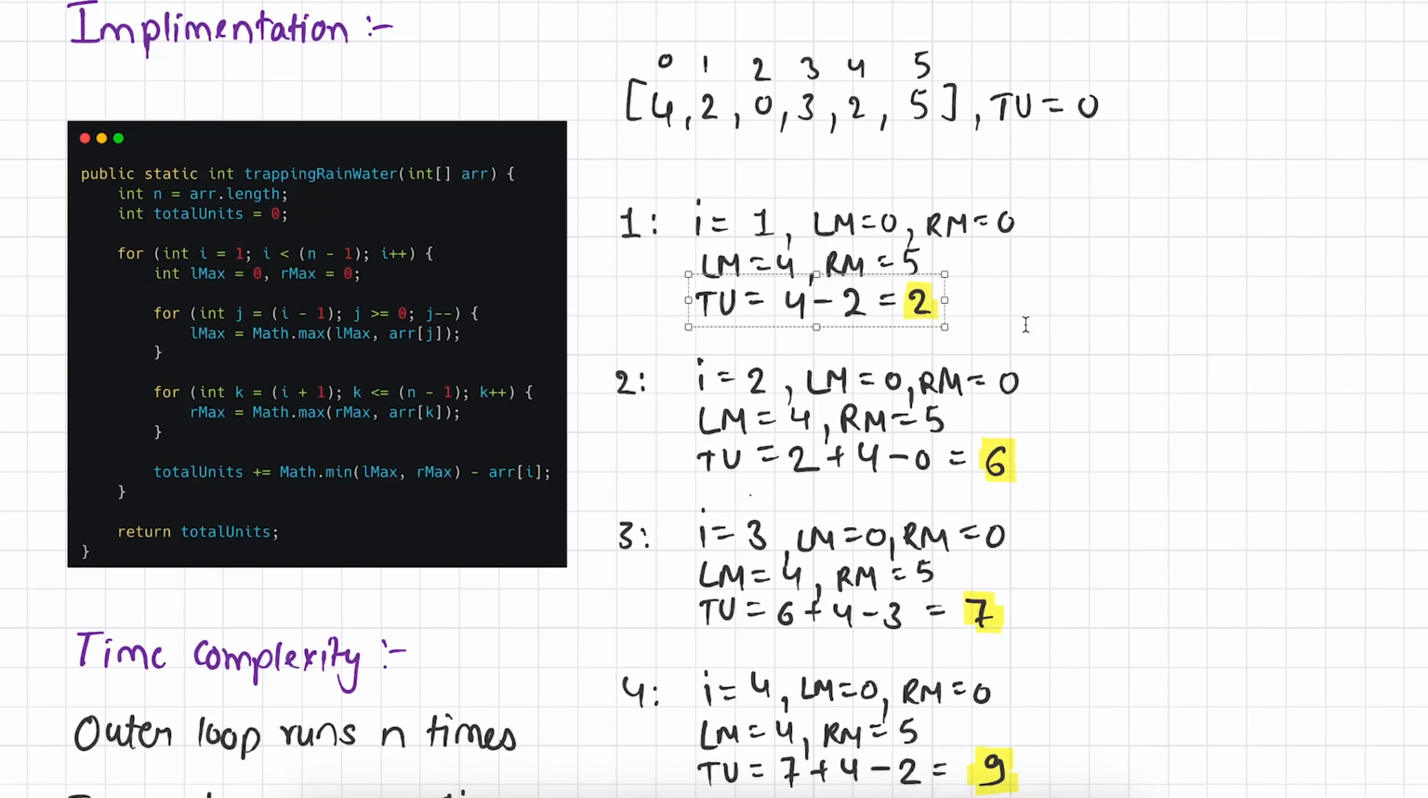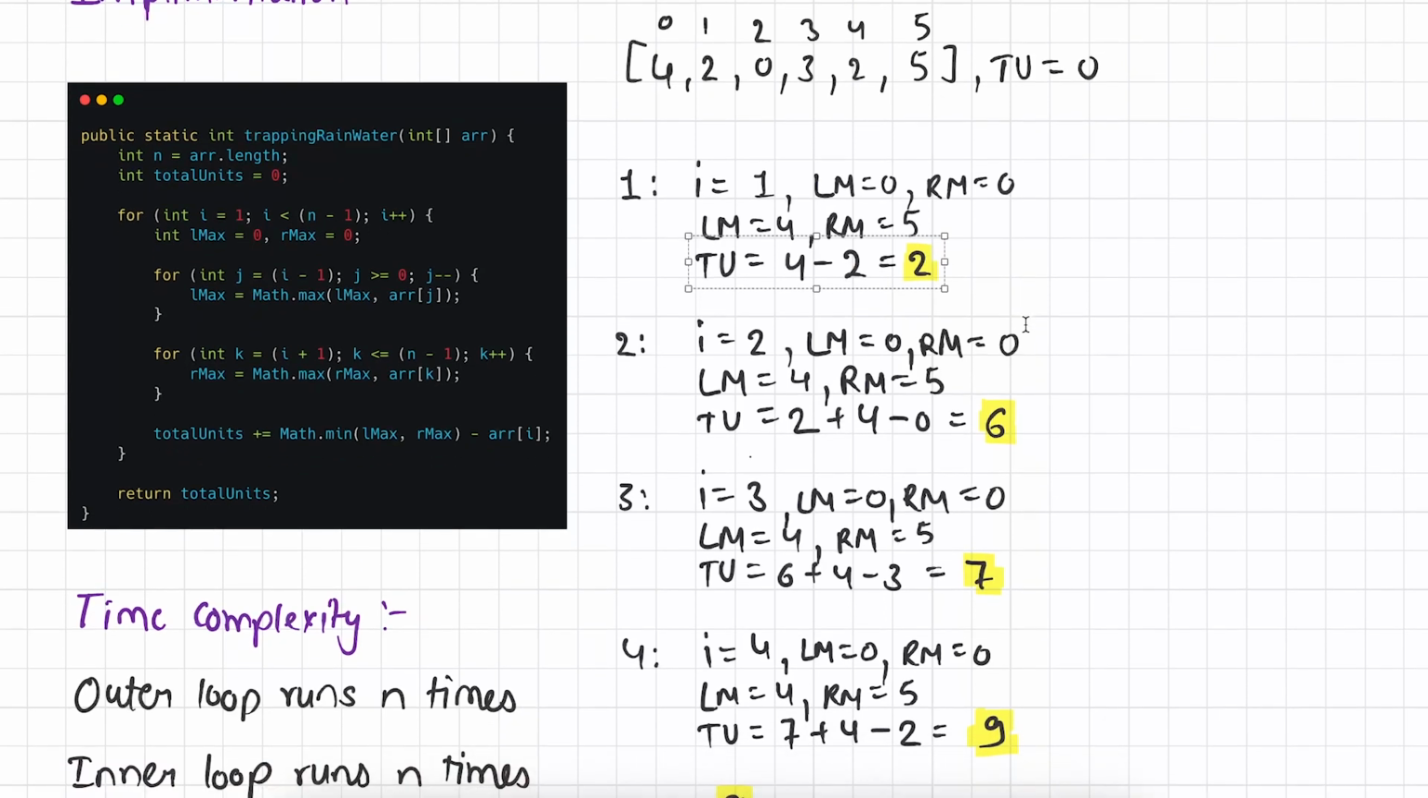Moving to the next iteration. In the next iteration the value of i becomes 2. We again initialize LM and RM to 0. We compute the values of LM and RM as 4 and 5. The minimum of both the values is 4. Now total units is equal to the previous total units plus the minimum of LM and RM minus the height of the bar, that is 0. It comes out to be 6. So the total units we can collect so far is equal to 6.